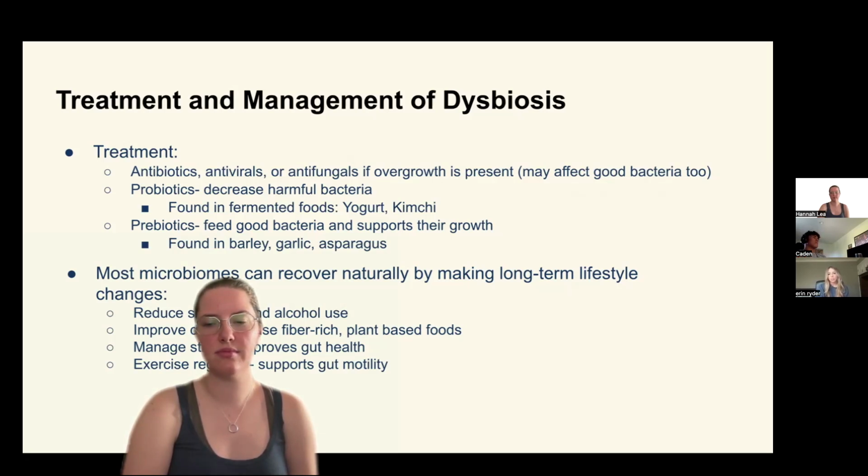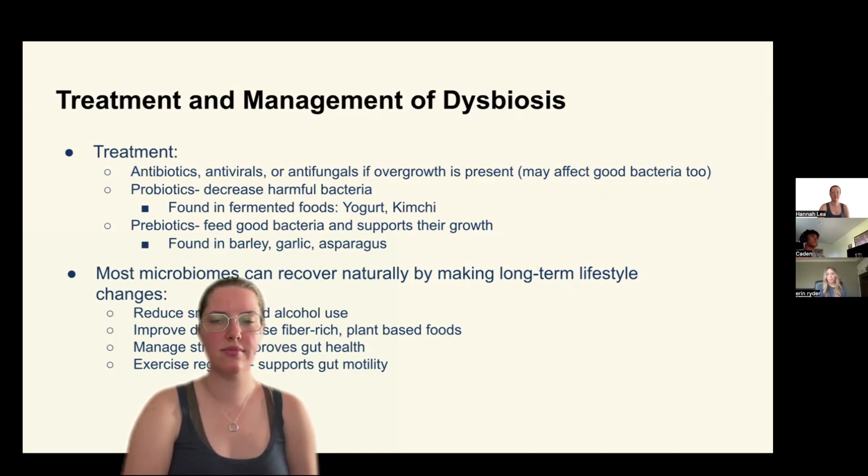Beyond supplements, most people can help their gut microbiome recover naturally through long-term lifestyle changes. Reducing smoking and alcohol use helps minimize inflammation and protects the gut lining from damage. This creates a healthier environment where beneficial bacteria can thrive and the gut can repair itself more effectively.